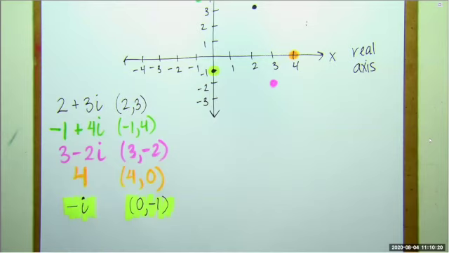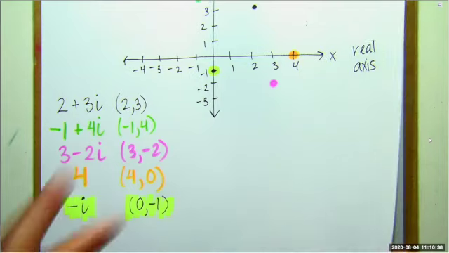Any questions on this? Okay, so plotting complex numbers isn't too difficult. The next thing we're going to do is work with 3 different forms of complex numbers. This is where it will start to relate to trigonometry. So there are 3 different ways we can write a complex number.